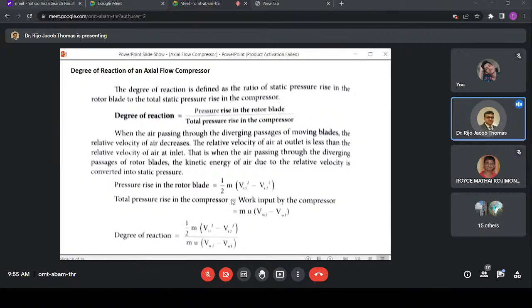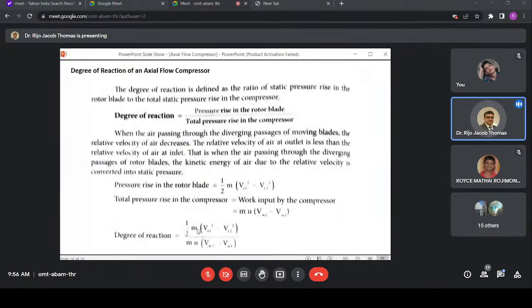Now, since it is a reaction machine, we need to find out the degree of reaction. You know that degree of reaction is the pressure rise in the rotor blade divided by the total pressure rise in the compressor. So we calculate that. We have found the pressure rise in the rotor blade. We can write it in terms of the change in the relative velocity, m into (Vr2 minus Vr1), and the total is what we have found now, that is m into (VW2 minus VW1). So if you take that ratio, your degree of reaction can be simplified.